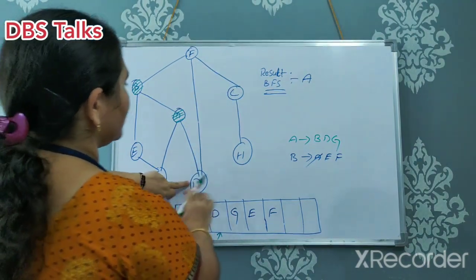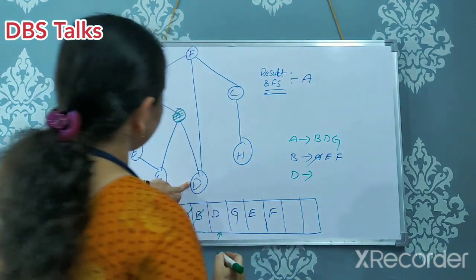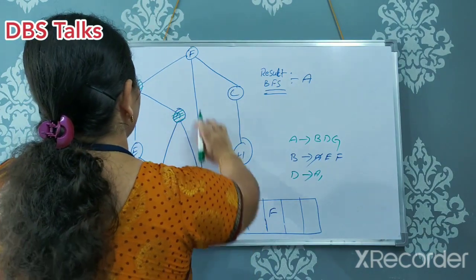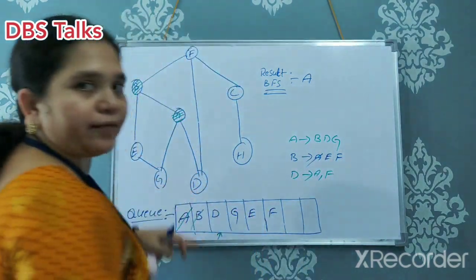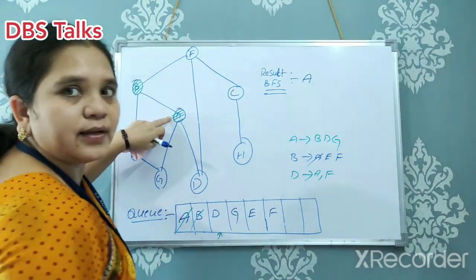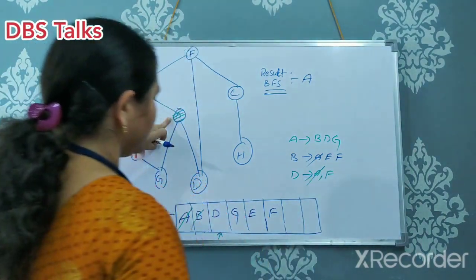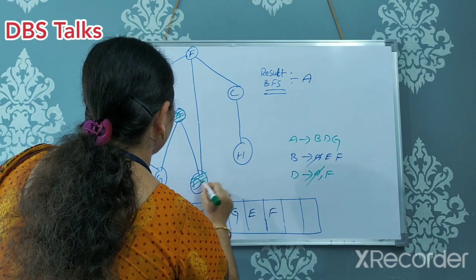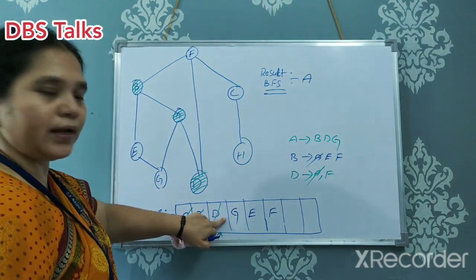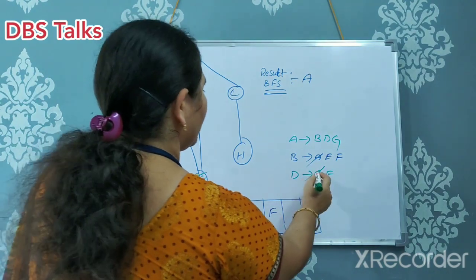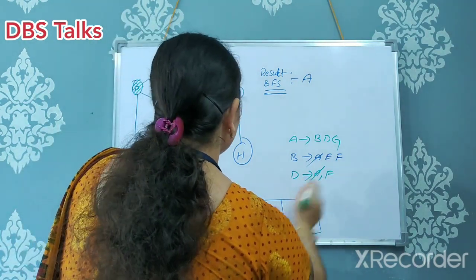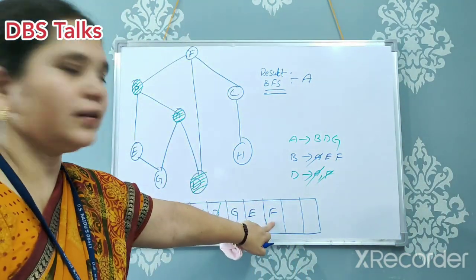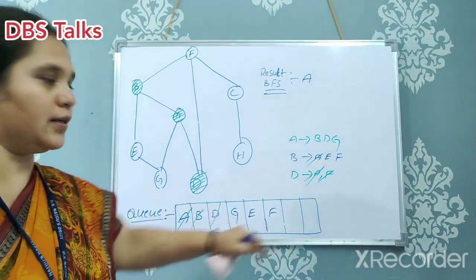Where is D? Here. What are the adjacent vertices of D? A and F. A is already visited, so no need to consider it. We dequeue D. F is also already visited, or rather already there in the Q here, so no need to consider it.